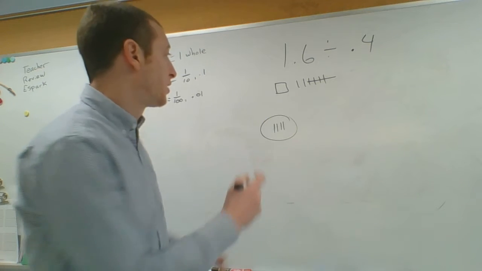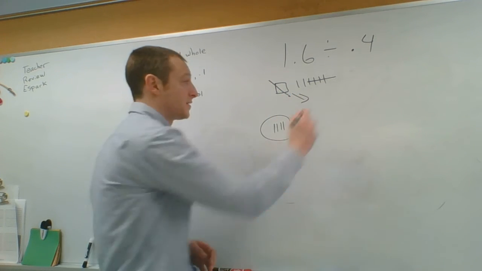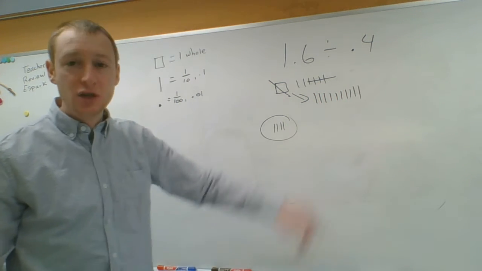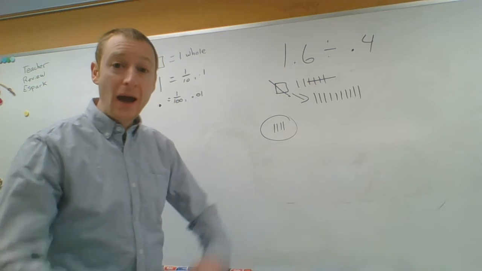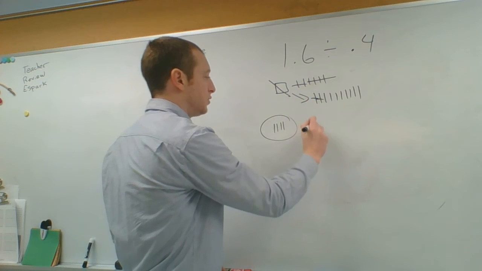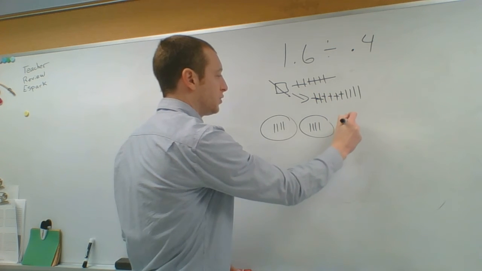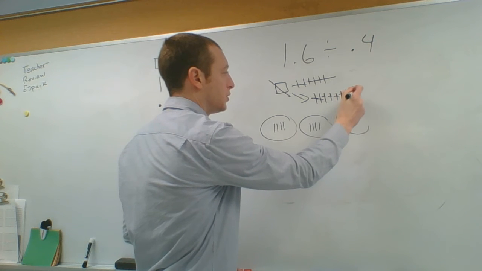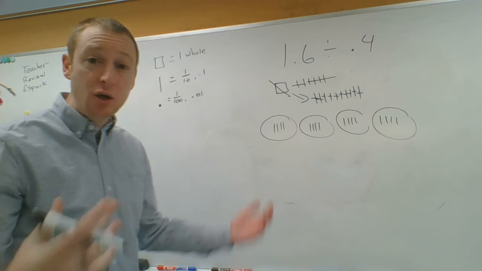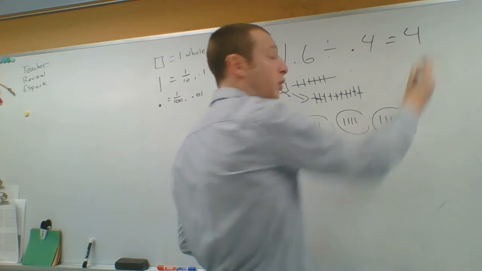Remember how I did in the other problem? I'm going to split this up into 10 tenths. 1, 2, 3, 4, 5, 6, 7, 8, 9, 10. Now I can continue splitting it up into groups of 0.4. How many more 0.4s do we have? Well, there's 1, 2, 3, 4. Boom. How many groups of 0.4 do I have? 1, 2, 3, 4. The answer should be 4.